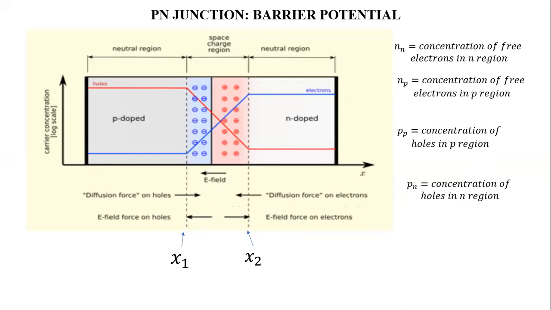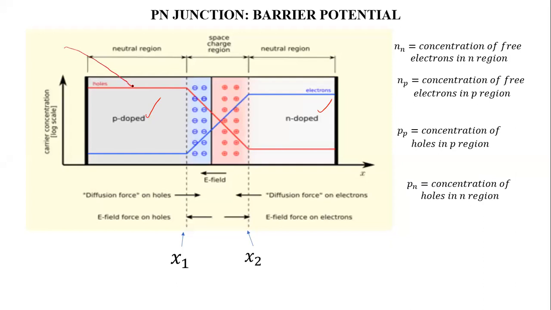Let me just try to recap what we discussed yesterday. So we have said that when we have a p-type semiconductor and n-type semiconductor joined together, there will be a diffusion of charge carriers. On the n side, you have a large concentration of free electrons. On the p side, there is a large concentration of holes.